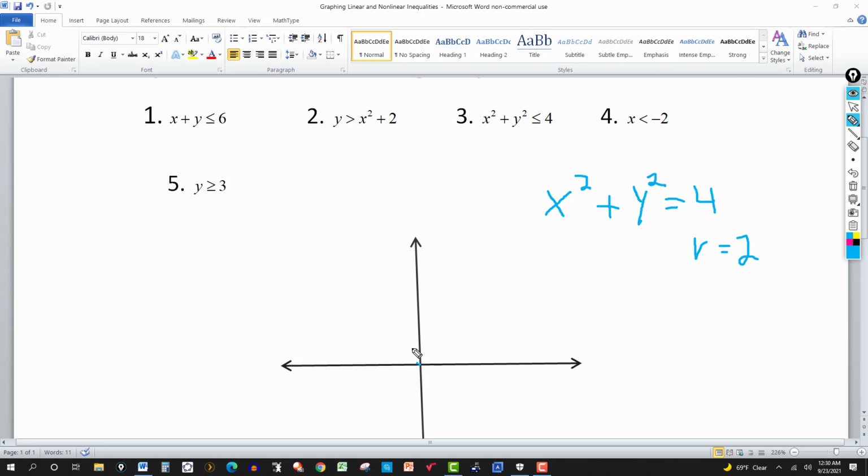So 2 units this way, 2 units this way, 2 units this way, 2 units down here. And then this one does have the equals, so this boundary is going to be solid. If it didn't have that equals down here, everything's the same. You still do all of this. If it doesn't have the equals, it's a dashed or broken circle. With the equals, it's solid. So in this case, I simply draw it as a solid.